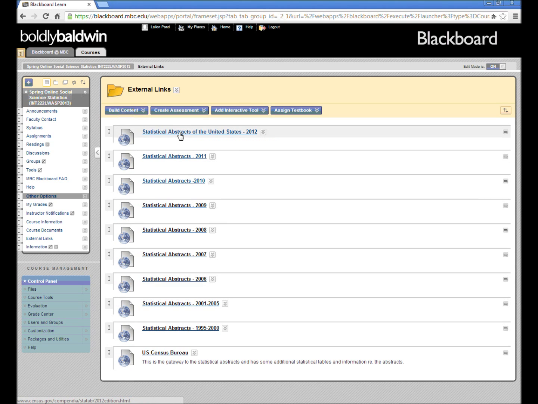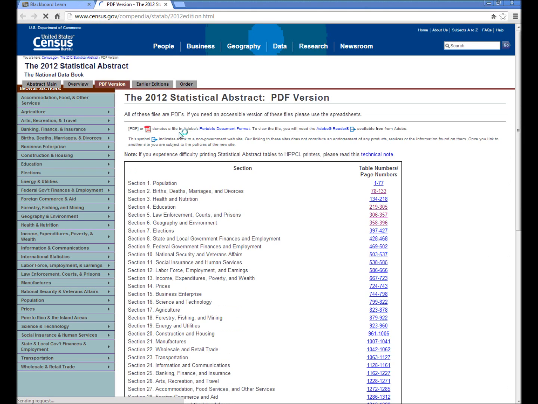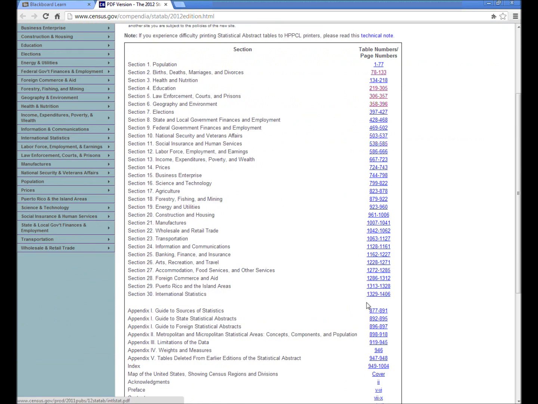So we're going to start with 2012, which is the year that I would like you to use if you use the statistical abstracts for your PowerPoint presentation, because it has the most recent data. So you click on that and that takes you to the PDF version of the 2012 statistical abstract, and you'll see that there are a number of tables, 1,406 to be exact, in all kinds of areas.